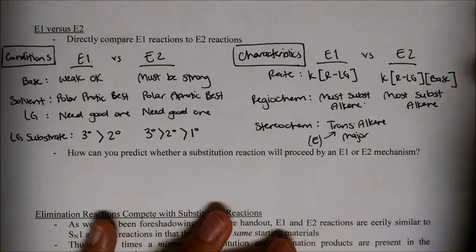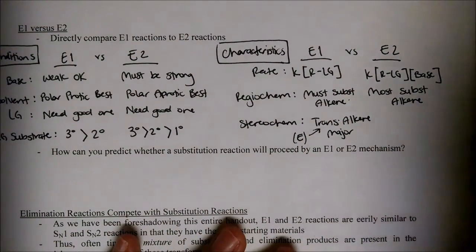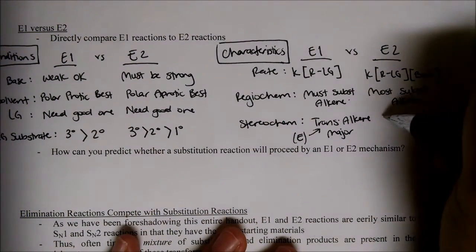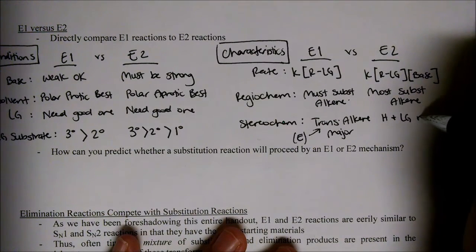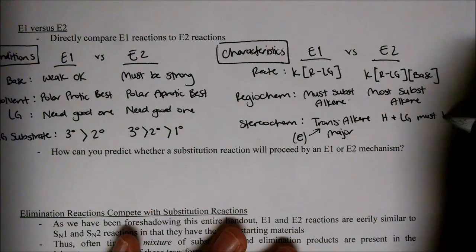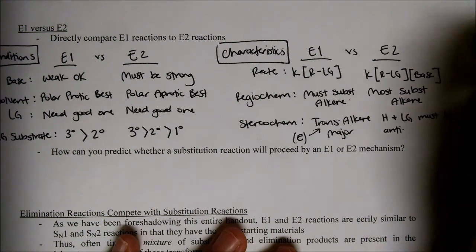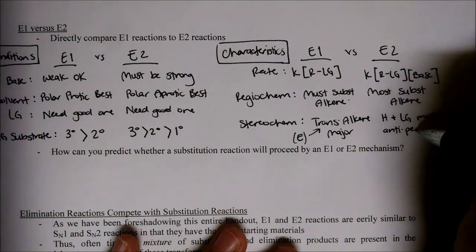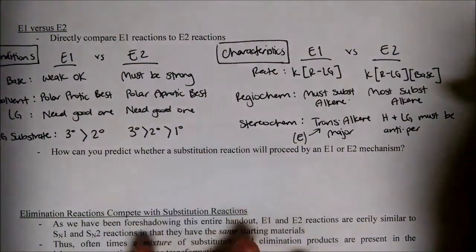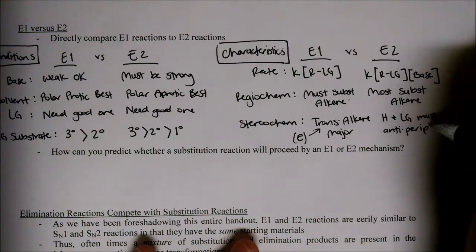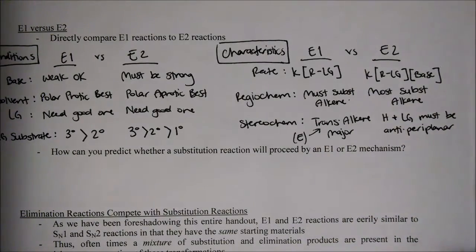Whereas for E2, it was stereospecific. It didn't have a choice. It only formed one product, and that product is a result of the H and the leaving group having to be anti-periplanar. Whatever diastereomer, whatever conformation of the alkene we get, is what we get. Whatever they're anti-periplanar in, the product is the only one it gets.